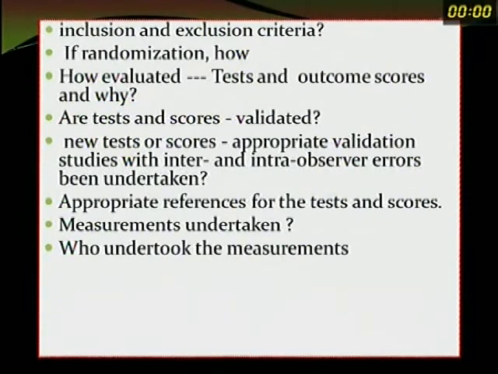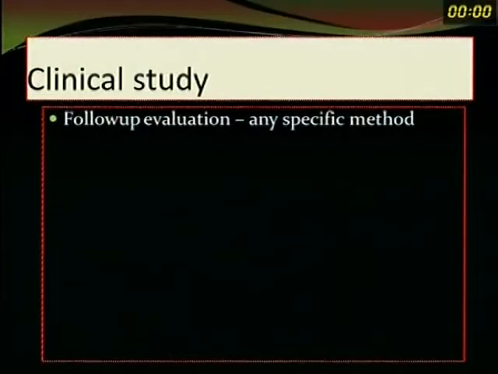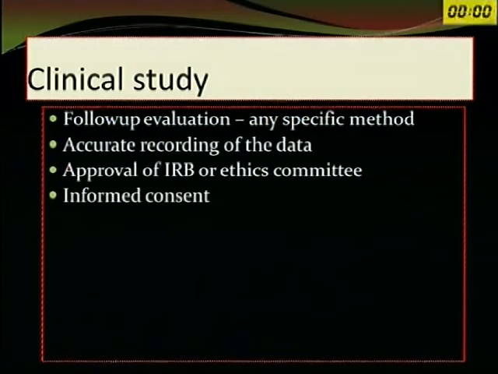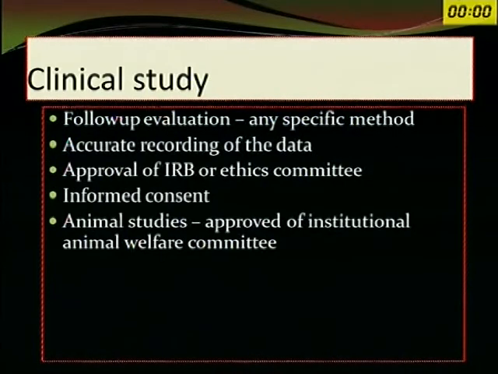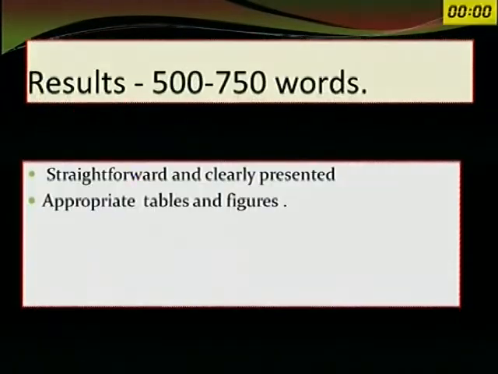What measurement you have taken, who undertook the measurement, whether the person evaluating the result is the same surgeon or someone else, and whether he is blinded or not. If it is a case control study, how the control was chosen. All this has to be written in material and method. Well, the follow-up evaluation, any specific method, accurate recording of data, approval of the IRB or ethics committee, and informed consent. If you have done animal studies, whether approval of the institutional animal welfare committee is taken or not. And finally, the statistical method.